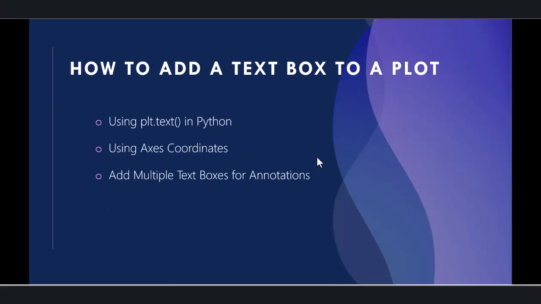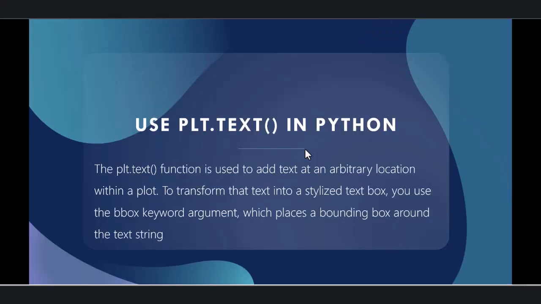We'll see what are all the topics that we are going to cover in this video. To add a text box to a plot, I'll explain three different ways. First, I'll explain using the plt.text function, then we will use axis coordinates, and then we'll see how to add multiple text boxes for annotation. Let's start with using the plt.text function in Python.